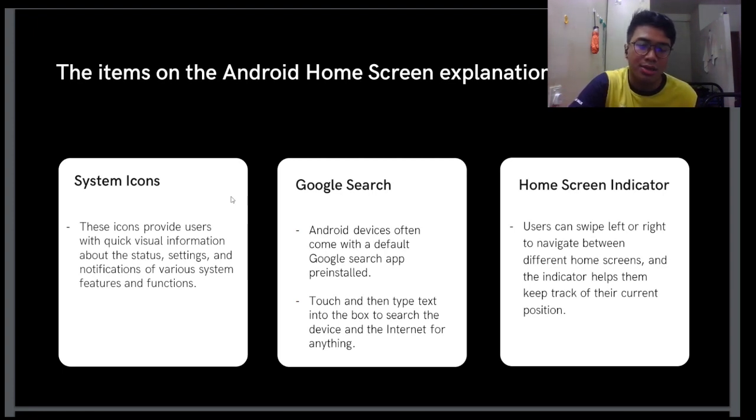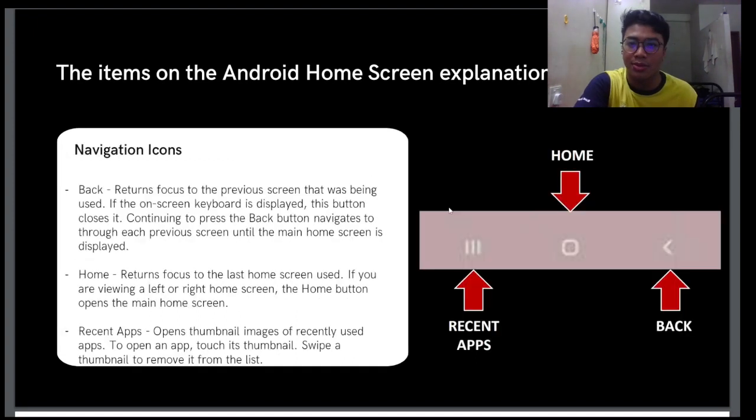Home screen indicator, users can swipe left and right to navigate between the different home screens, and the indicator will help them keep track of the current position. That means it is to keep track of what position you are on in your phone. Next is navigation icon. There are three features.